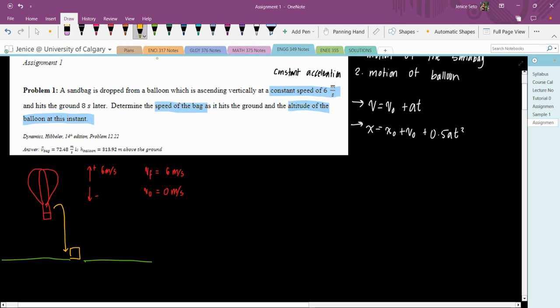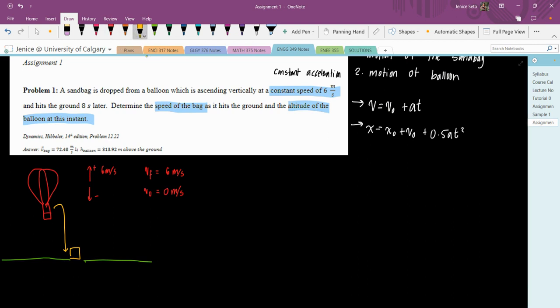And for the motion of the bag, our v naught is going to be 6 meters per second, right? Because until it's thrown off the balloon, it's traveling with the balloon as it moves upward. And let's see, anything else we are missing? We are going to put gravity equal to negative 9.81 meters per second squared, since we have constant acceleration because gravity is the only acting force here. And you'll notice that there's a negative here because gravity is acting downward, and we already said that that is negative.